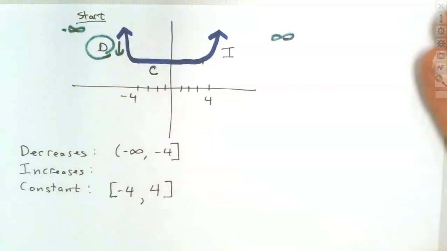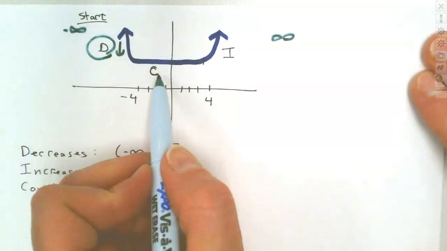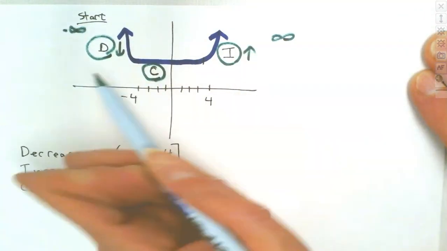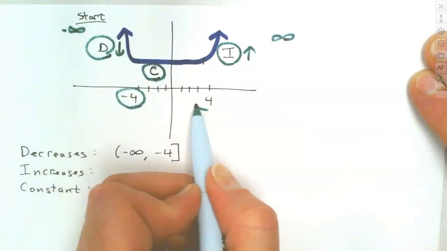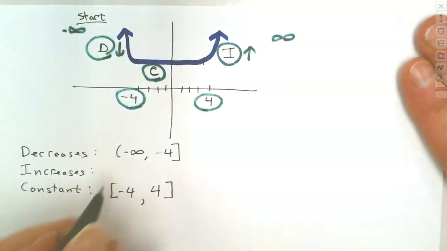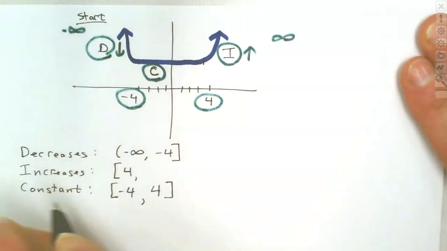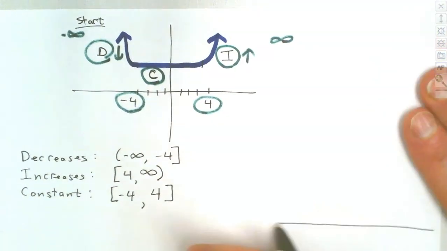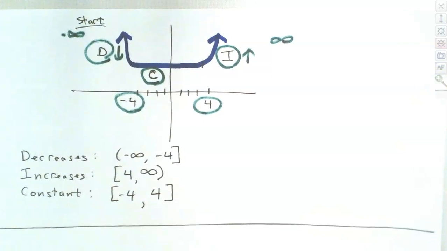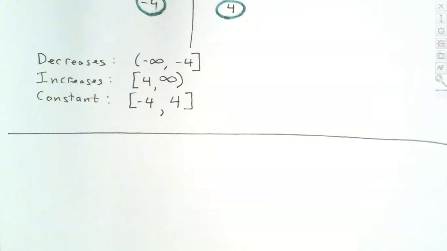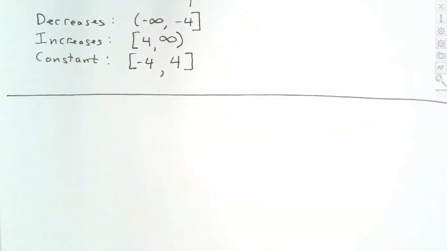Because again, label on the x-axis. So this is your decrease. This is your constant part again. This is your increase part. And we label on the x, not the y. So where is it increasing from? It's increasing from about 4 to what? Positive infinity. And for the numbers, we use a square bracket. Infinity always gets parentheses, just like any other infinity on a number line.